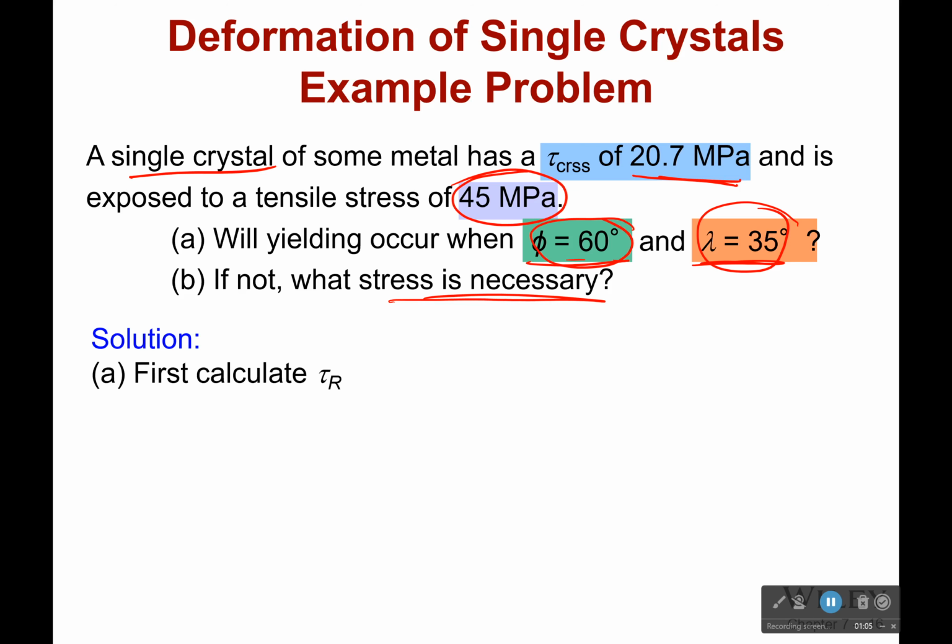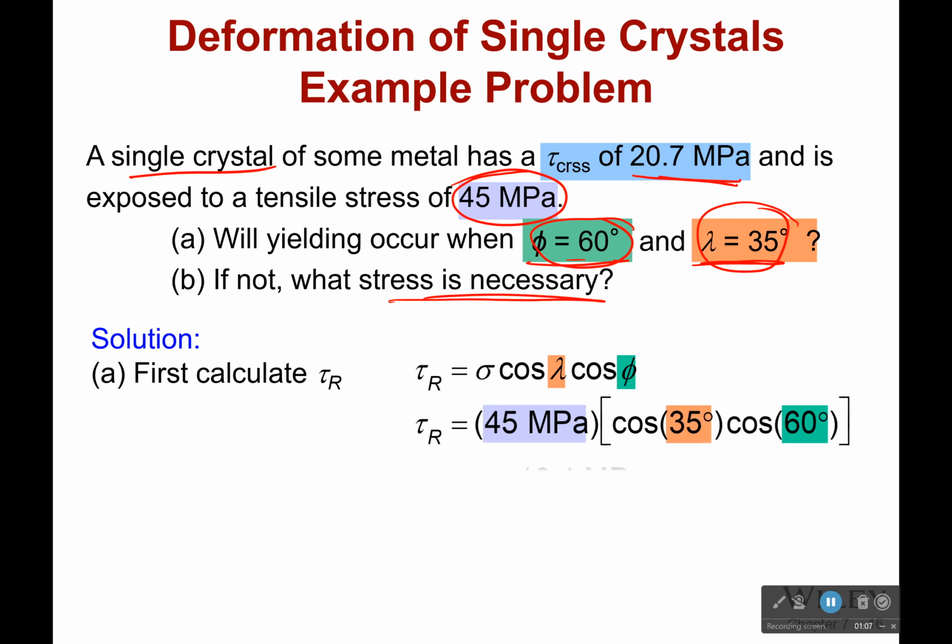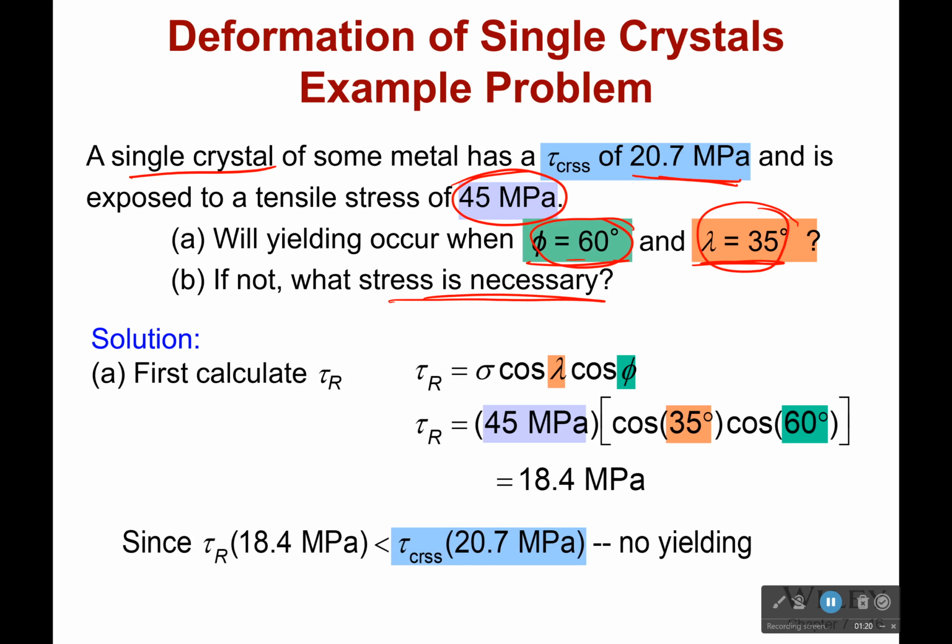Okay, first we have to calculate our resolved shear stress with this, which isn't too bad. It's our normal stress, or our tensile stress in this case, times cosine of lambda times cosine of phi. So we plug everything in there and we say it's 18.4 megapascals. Well, obviously that is less than 20.7 megapascals, which is our critical resolved shear stress. We don't have any motion until we reach that critical resolved shear stress, so there will be no yielding. We won't have any plastic deformation.